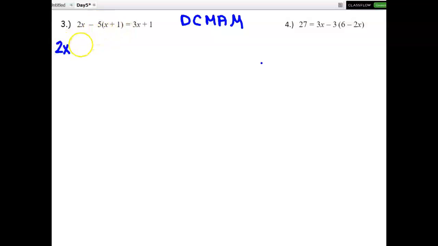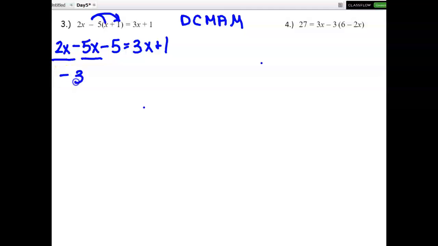Now I'm going to distribute the negative 5, and I get negative 5x minus 5. Okay, so negative 5x, and then negative 5 times 1 is negative 5. That's going to be equal to 3x plus 1. I'm going to be able to combine like terms on the left side. 2x minus 5x is negative 3x, and that's going to be equal to 3x plus 1.